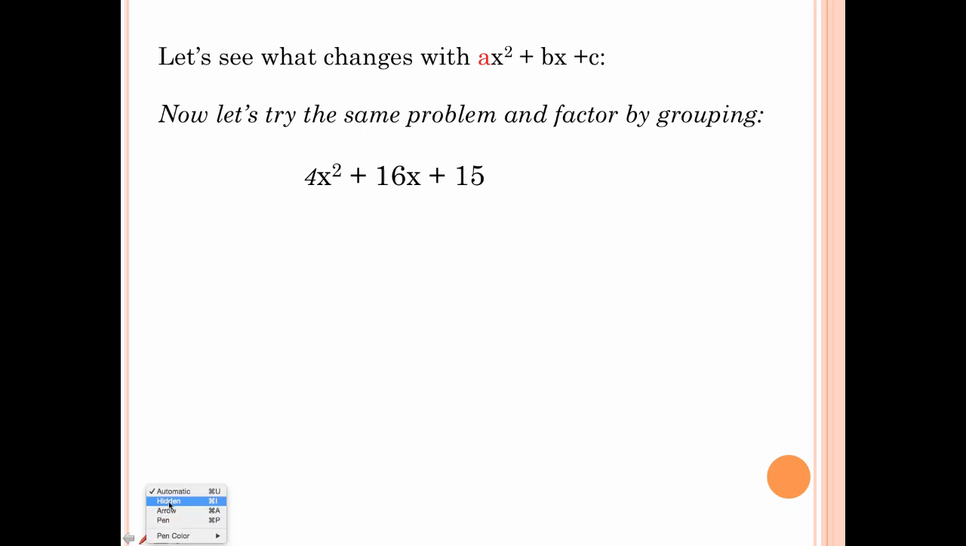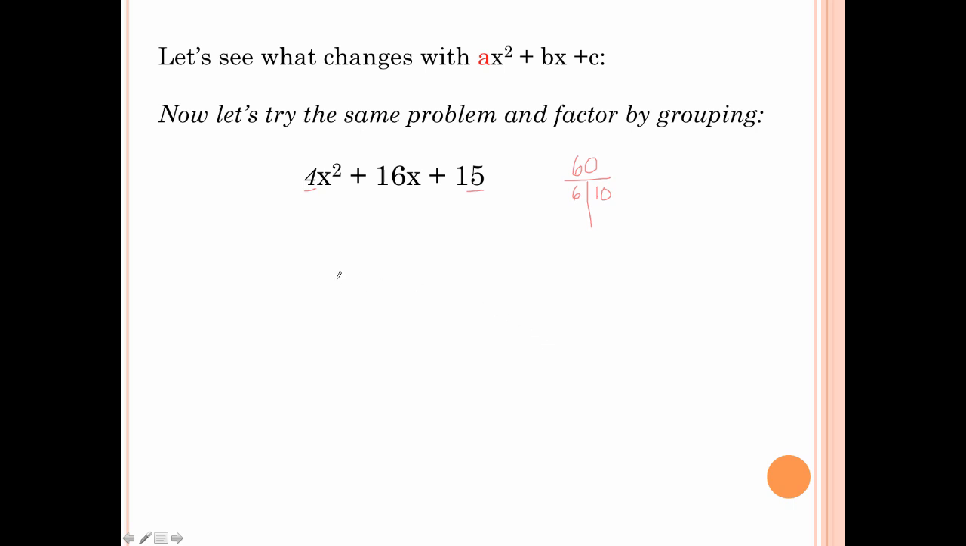So I'm going to do this exact same problem, only this time I'm going to do it by grouping. So remember, I know that I need to find the product of a and c, so I'm looking for factors of 60. And I've got my same factors of 60, so I'm going to jump to my factor pair that's going to work. That's going to be 6 and 10.